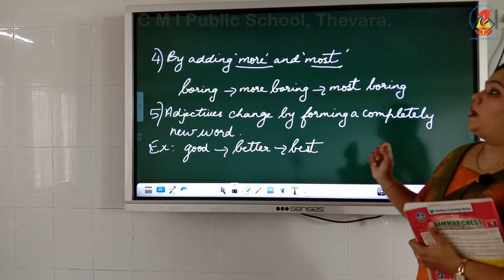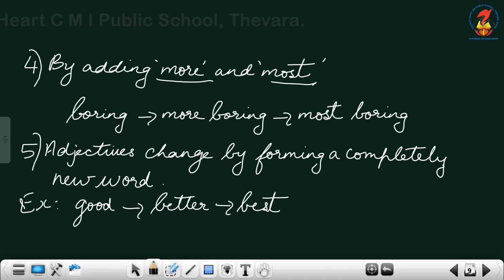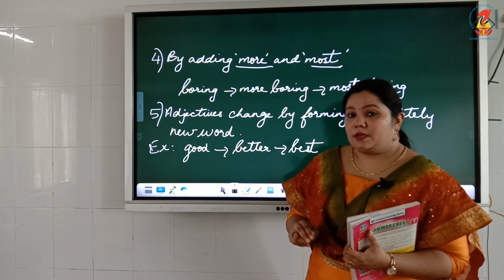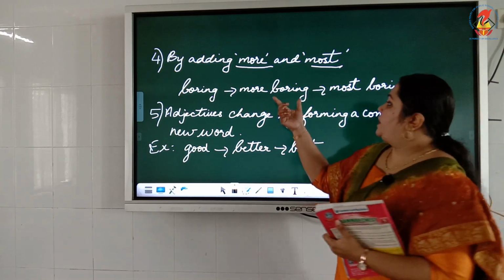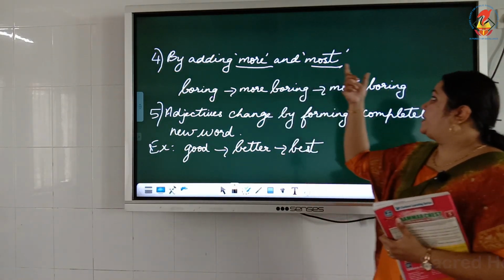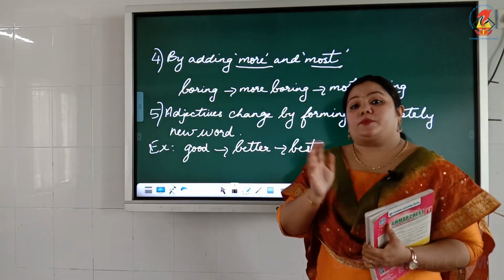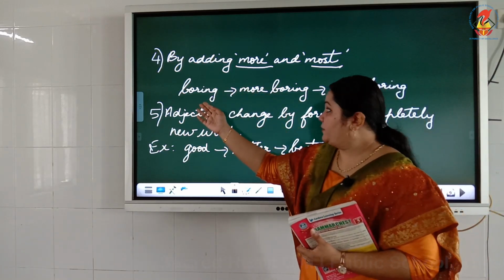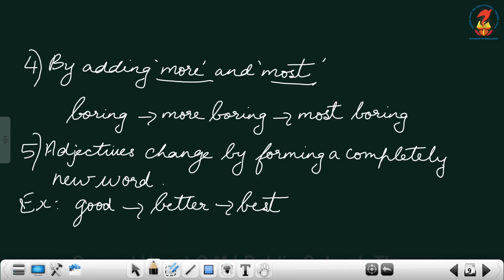Then another way is by adding more and most. Let us see how. The word boring, how do you change that into comparative and superlative? When we say more boring, it becomes comparative, when we are comparing between two. And when we write most boring, that means we are comparing between more than two. So boring is the positive degree, more boring is the comparative degree, and most boring is the superlative degree. So by adding more and most.